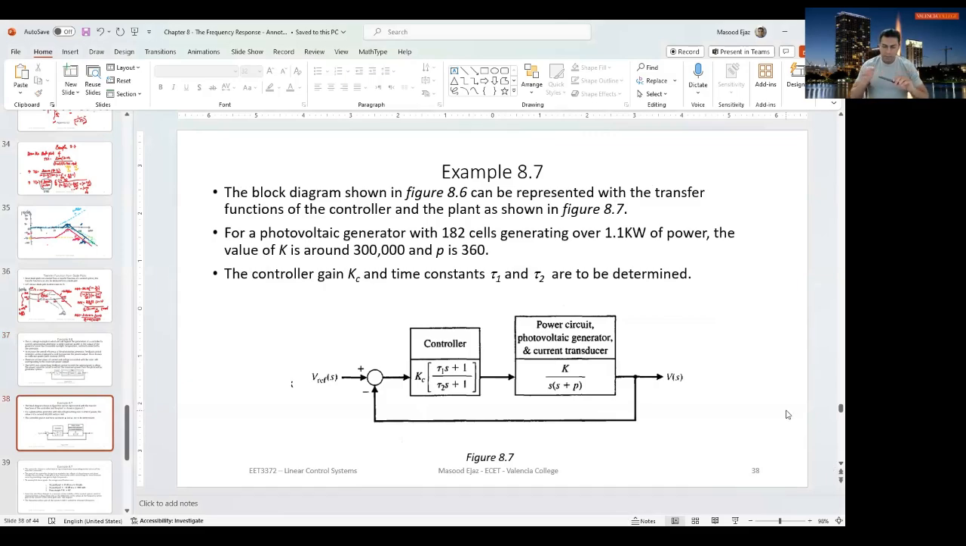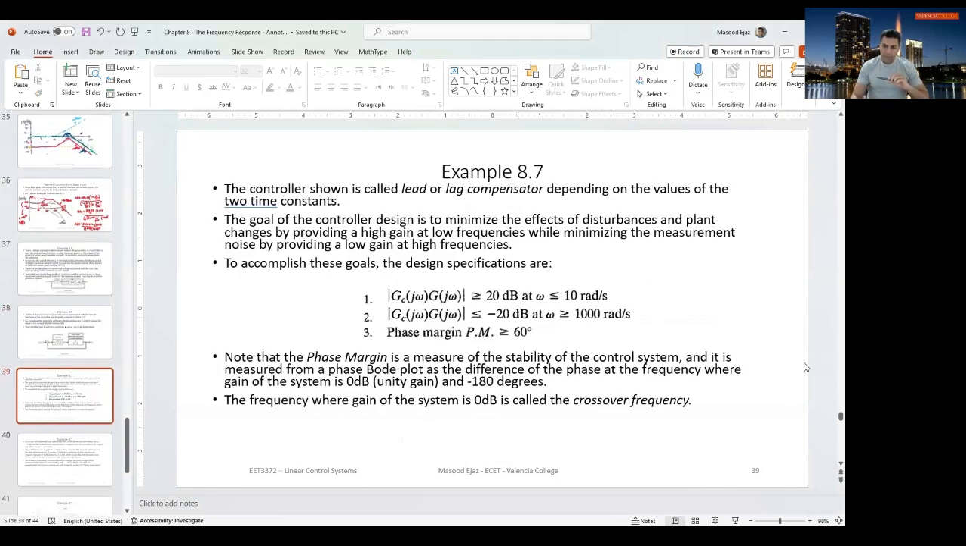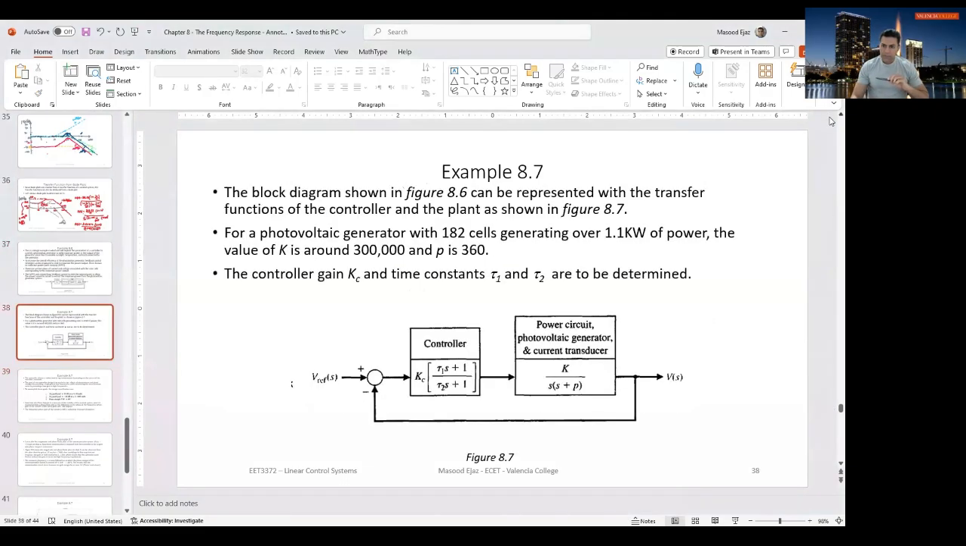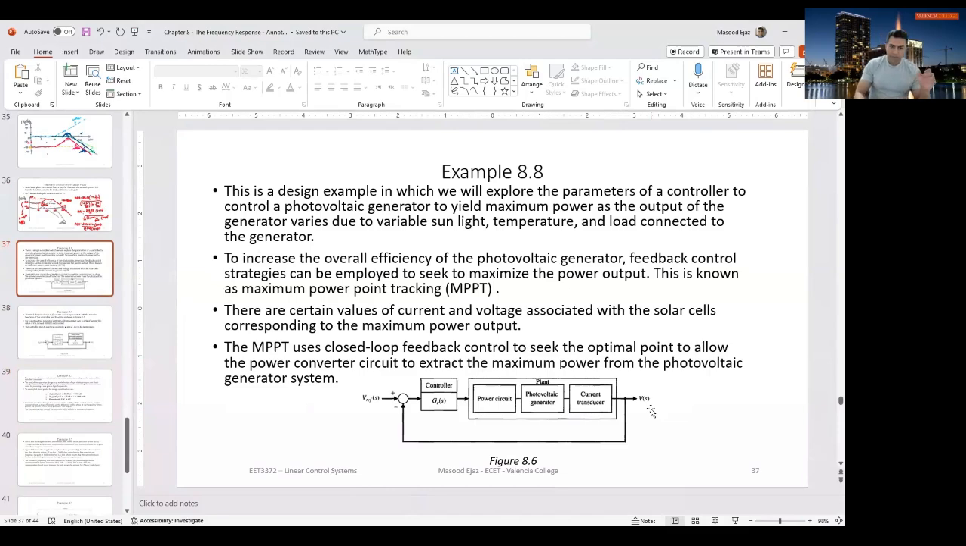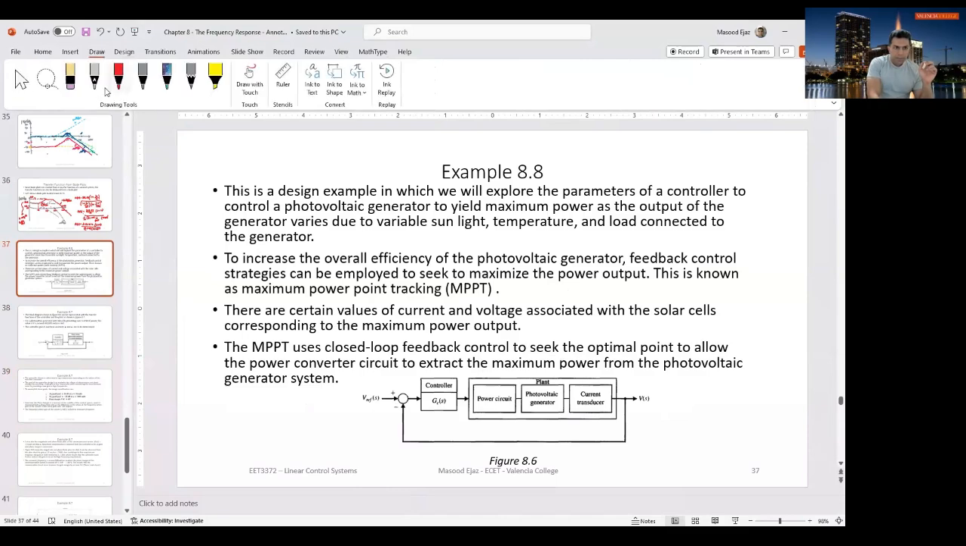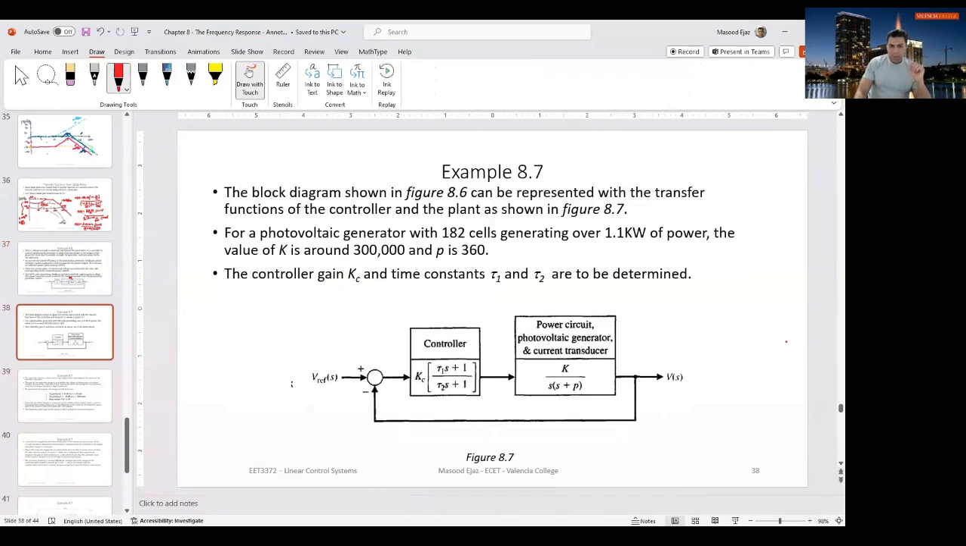So in the block diagram that we just discussed, you have two transfer functions. You have the transfer function of your controller, Gc(s), and then you have the transfer function of the plant, and this whole thing is simply G(s). So you have Gc(s), G(s), our usual control system. And that G(s), of course, the power circuit, photovoltaic generator, and current transducer, we are taking as a single block.